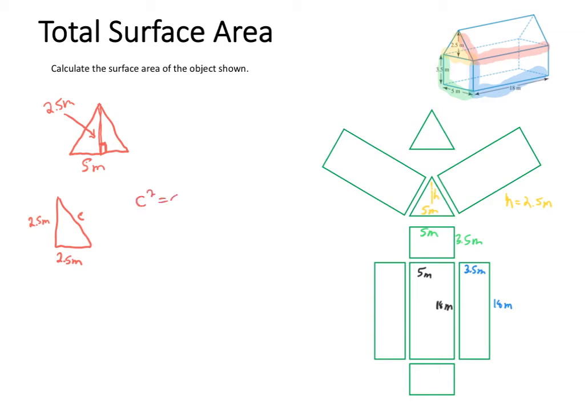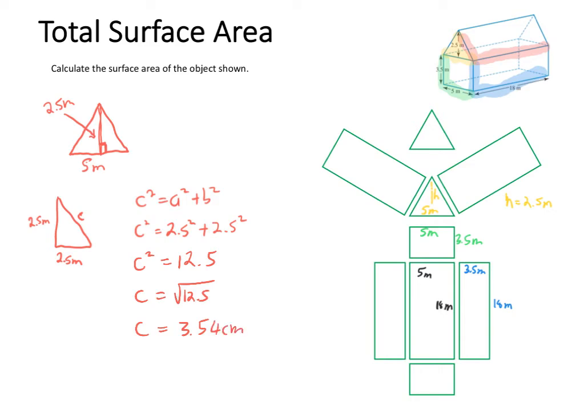So c squared equals a squared plus b squared. So c squared is going to equal 2.5 squared plus 2.5 squared. So c squared is going to equal 12.5. So my c value will equal the square root of 12.5, which is equal to 3.54 meters. So the length of the side of my triangle is going to be 3.54 meters. So the rectangular sides of my triangular prism are going to be 18 meters long and 3.54 meters wide.